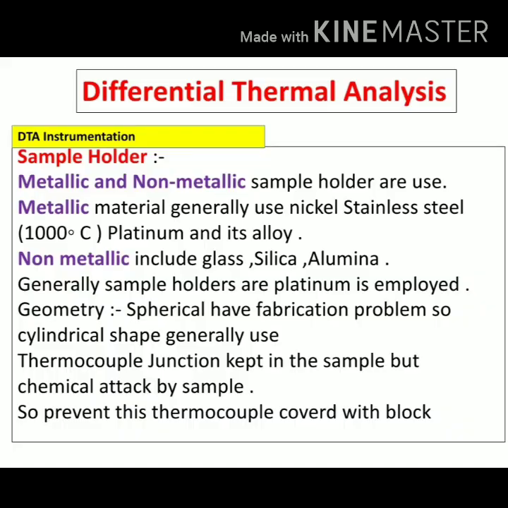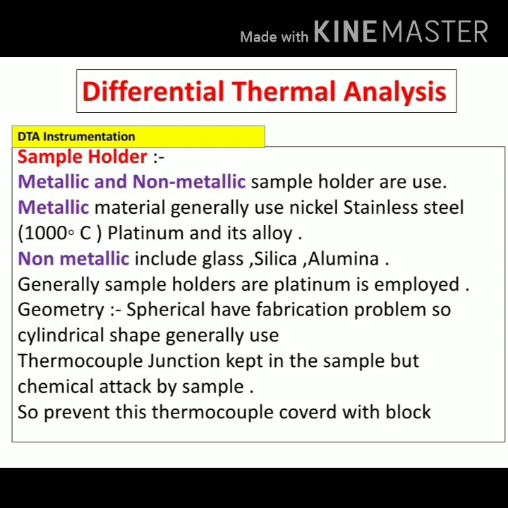Refractory tube materials are kept in the furnace. The refractory materials are porcelain and alumina. So the samples and reference material, the sample holders, are covered with the refractory material. Then the refractory materials are in the circulatory heating coil. So this is the furnace.